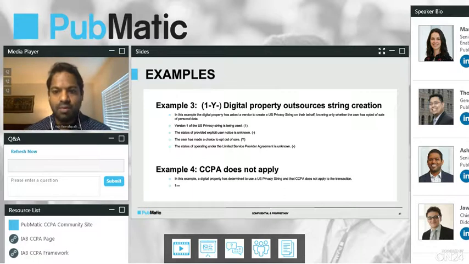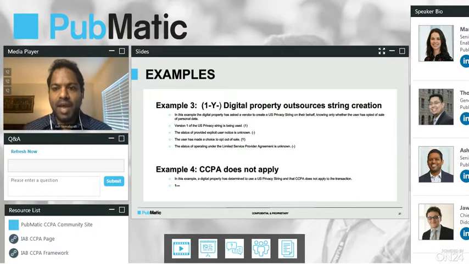Example four, we don't have any information, so we would assume that the user has not opted out. So circling back to what Thomas has said earlier, for CCPA to come into play, users have to explicitly opt out. Until then, we assume that the user is interested in targeted advertising. So those are some of the examples of how CCPA can manifest within the bid request.